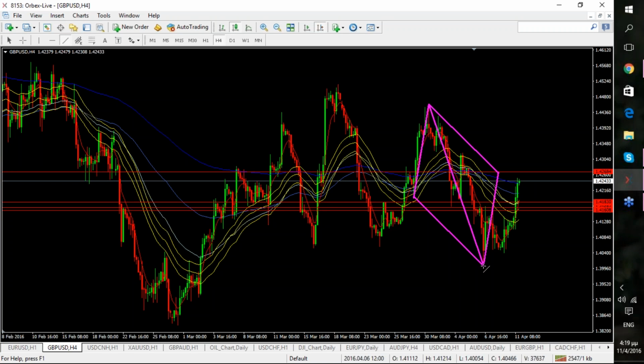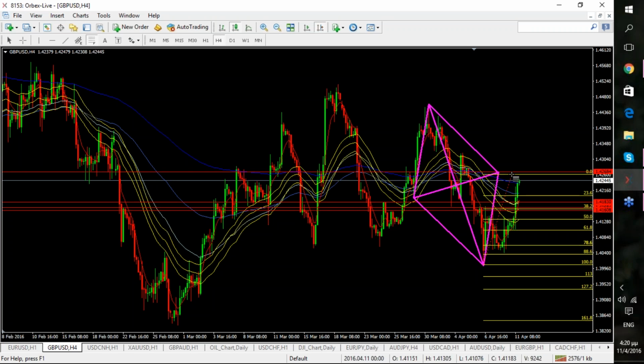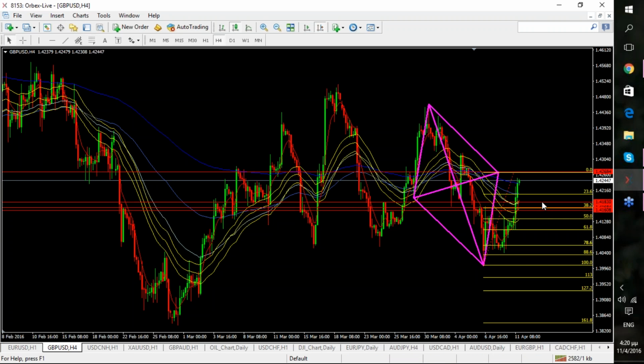And we're looking at GBP USD based on a 4-hour chart. So what this pattern means is that we're expecting prices to start to fall somewhere in this area, and if it does fall, then the target based on the 4-hour chart would be 50% of this move.